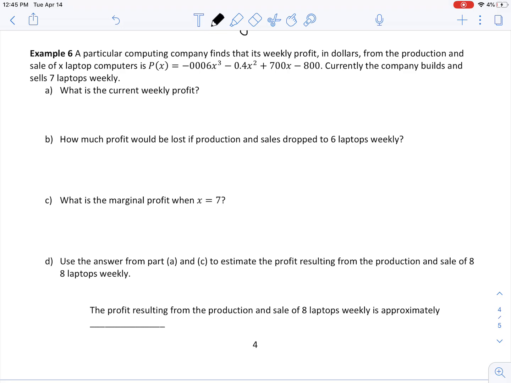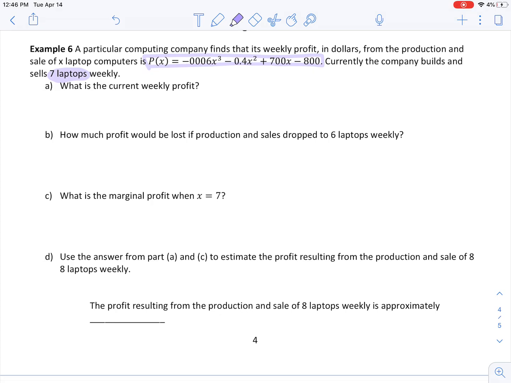All right, last one. Example 6. A particular computing company finds that its weekly profit in dollars from the production and sale of X laptop computers is, so from making and selling X number of laptops, this is the profit they're making every week. So P of X is this long cubic function. Currently the company builds and sells 7 laptops weekly. So can we figure out the current weekly profit? Absolutely. Let's find P of 7. What's their profit for making 7 laptops? What is their weekly profit?